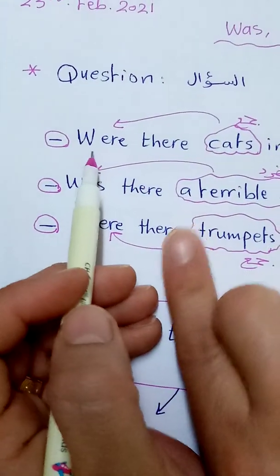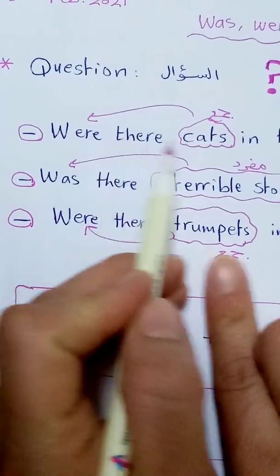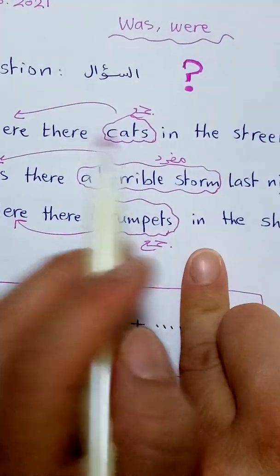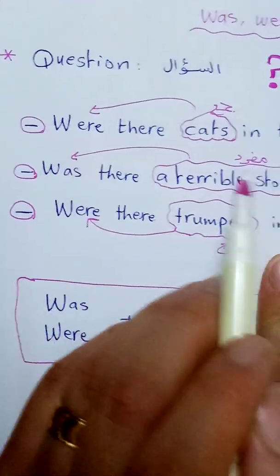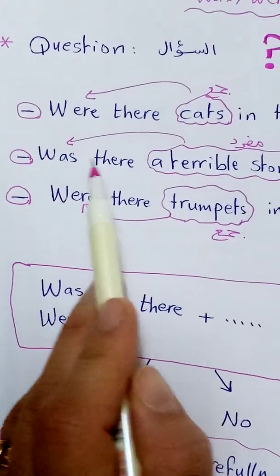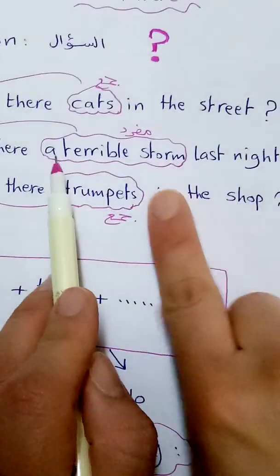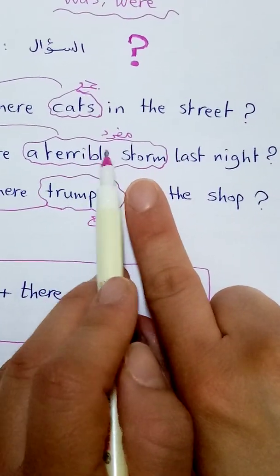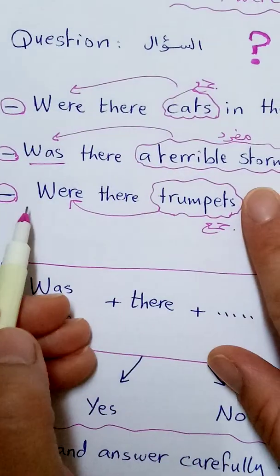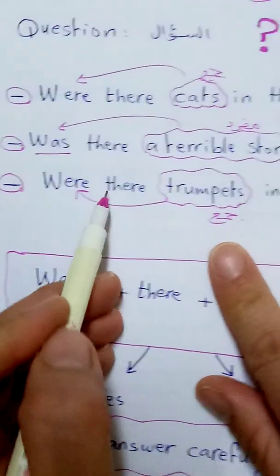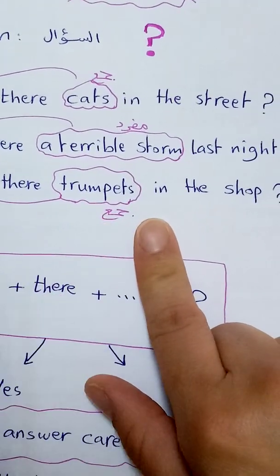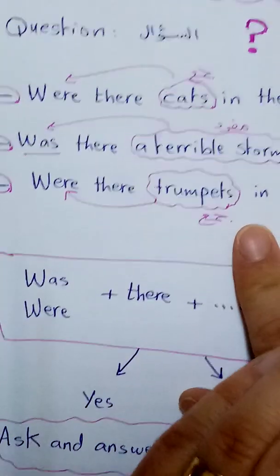If you look at example number one, were there cats in the street? Here the subject is plural, cats. That's why I started my question with were. If you look at the second question, was there a terrible storm? Now a terrible storm is singular, so I started my question with was. If you look at the third question, were there tramps? Tramps is a plural subject, so I started my question with were.